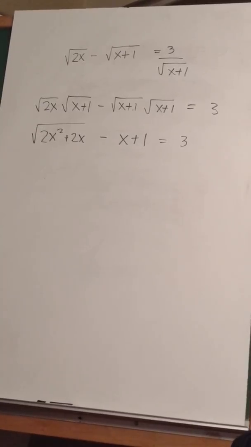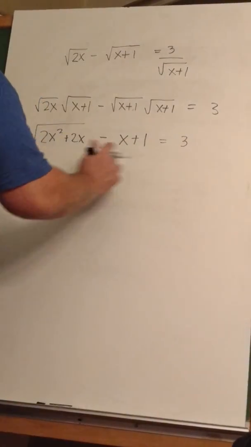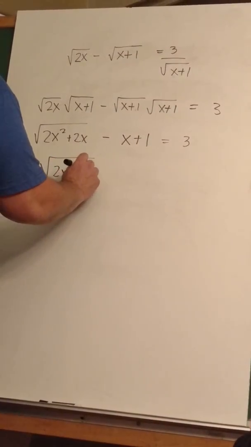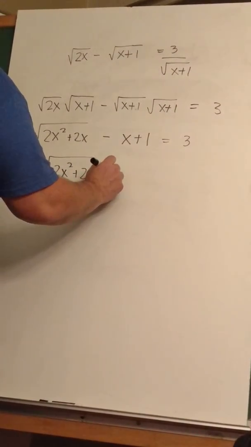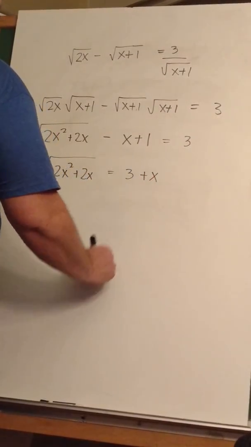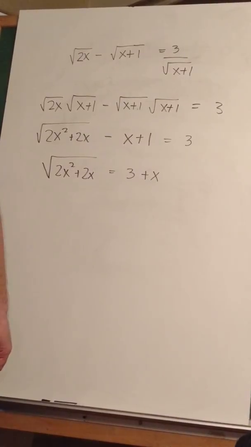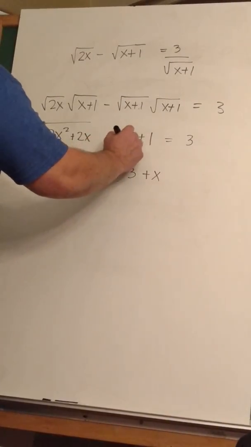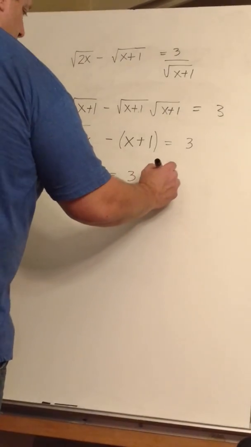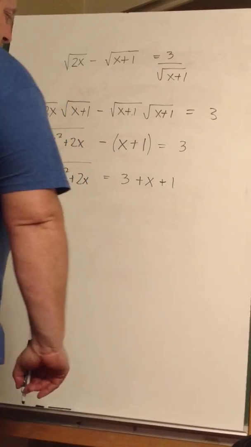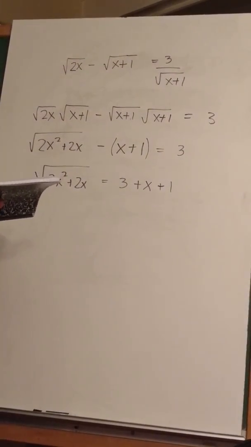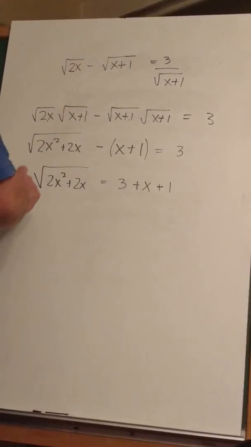Alright. Then I'm going to bring this over to this side. So 2x squared plus 2x is equal to 3 plus x. Actually, this should be like this, shouldn't it? So it's going to be 3 minus x plus 1. All right. Then what do I do?